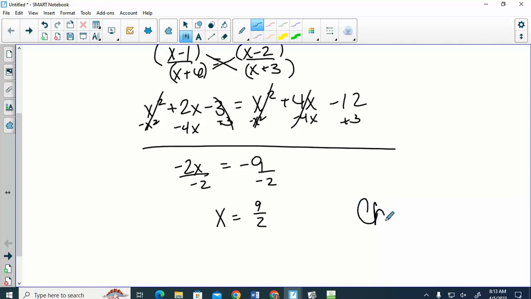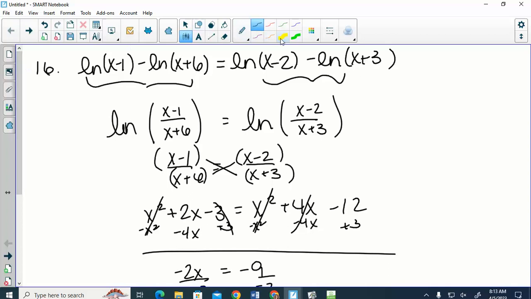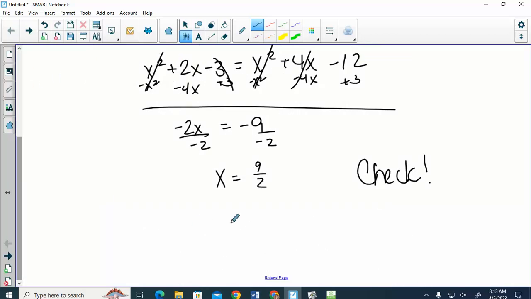Now remember, on these problems with logs, we always need to check our answer. When you check, you are looking to make sure that every argument is greater than 0 when you plug it in. So if I have 9 halves, that's 4.5. So if I put in 4.5, all of those are positives, so it's okay. That would be our final answer.